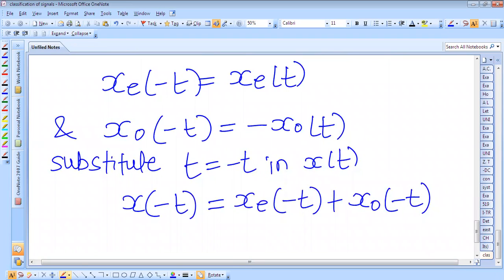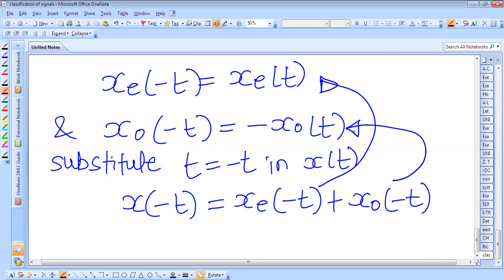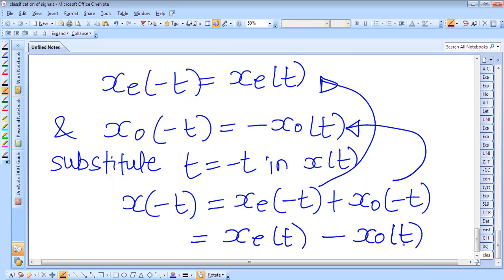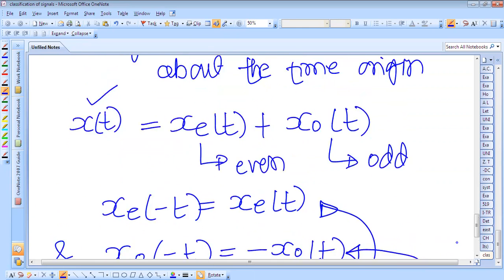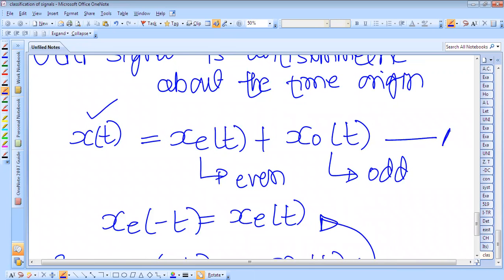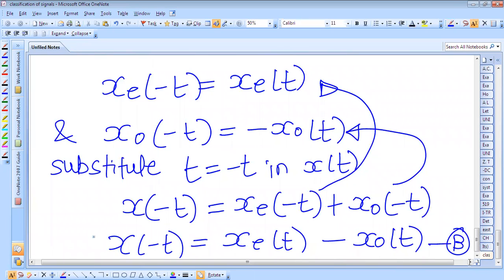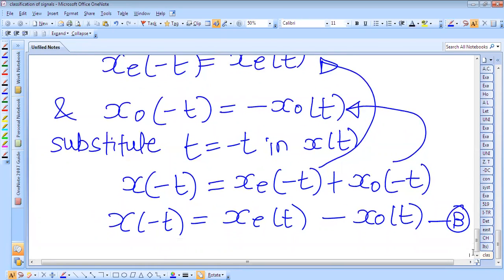From this we can write here, instead of xe of t we can write xe of t, and instead of this we can write xo of t. Okay, so now we have the two equations. We can call this equation b, and this is equation a. So we have to add these equations one time, and at the second time we have to subtract.